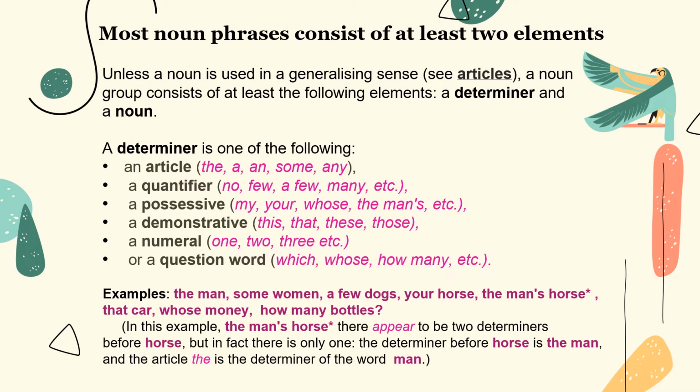Most noun phrases consist of at least two elements, unless a noun is used in a generalizing sense. A noun group consists of at least the following elements: a determiner and a noun. A determiner is one of the following: an article, for example, the, a, an, some, and any. A quantifier, for example, no, few, a few, many, etc.